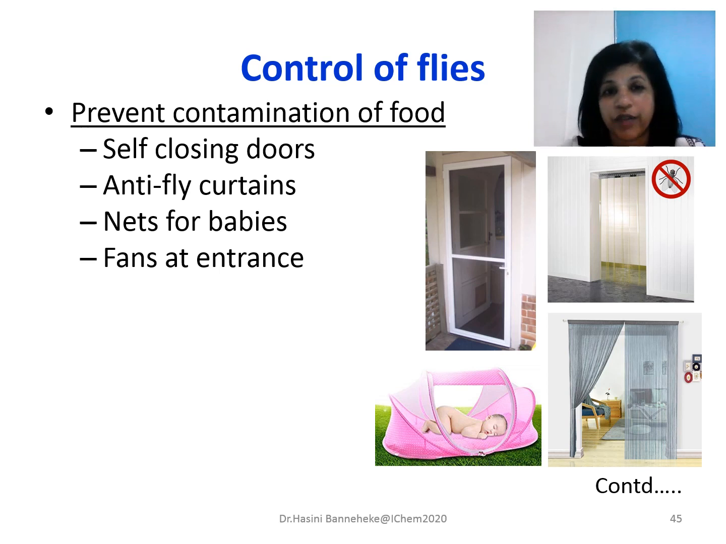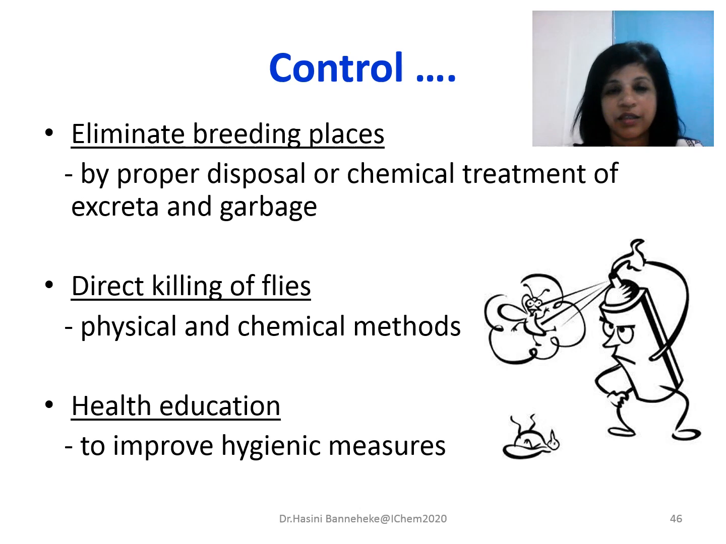So how do we control flies in general? First thing is they transmit diseases to us by contaminating our food. So it is important that we prevent our food from getting contaminated by flies. To do that, we can use self-closing doors or anti-fly curtains, or we can cover the babies with a net, or we can use fans at the entrance so that the flies don't enter the house. Such measures can be taken.